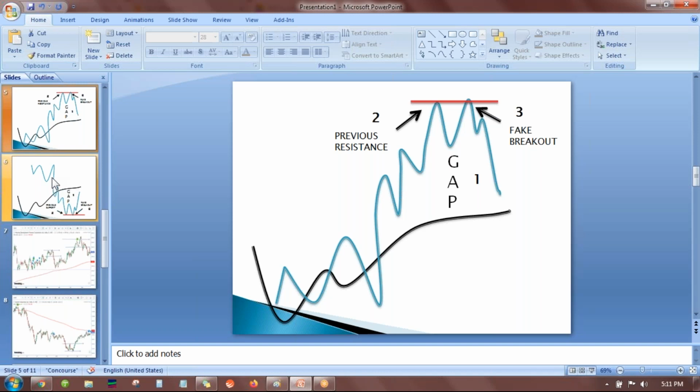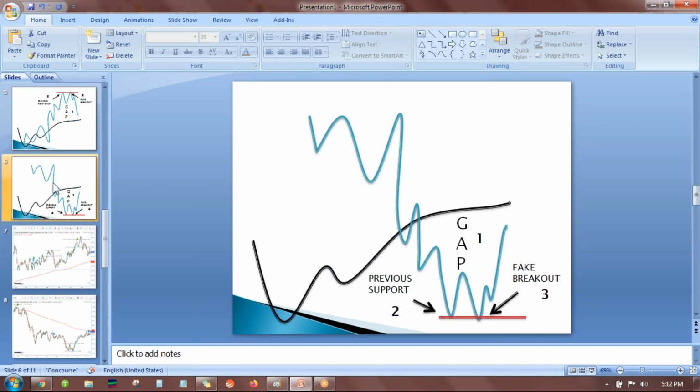So the second point is there should be a previous resistance, and the third point is there should be a reversal candlestick pattern, those two candlestick patterns which I discussed with you a few minutes back: a pin bar reversal and an engulfing candle.